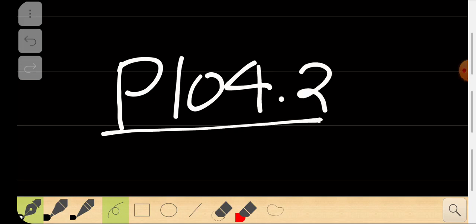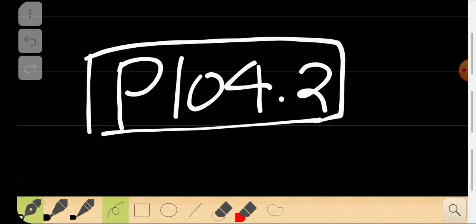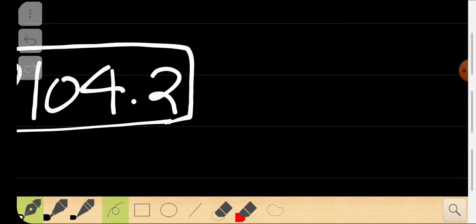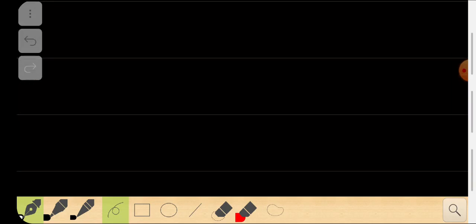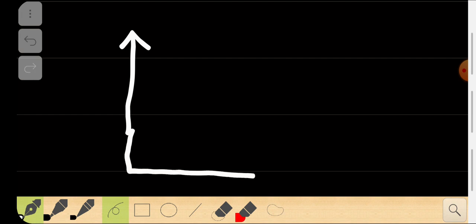P104.2. Okay, in the first lecture of 104, we have discussed vectors and coordinate systems, scalars, vectors, and coordinate systems. In this lecture, which is a continuation of that first part, I'm going to finish off and explain a bit more on coordinate systems and what different kinds of coordinate systems. So before that, I need to introduce some simple stuff, right?